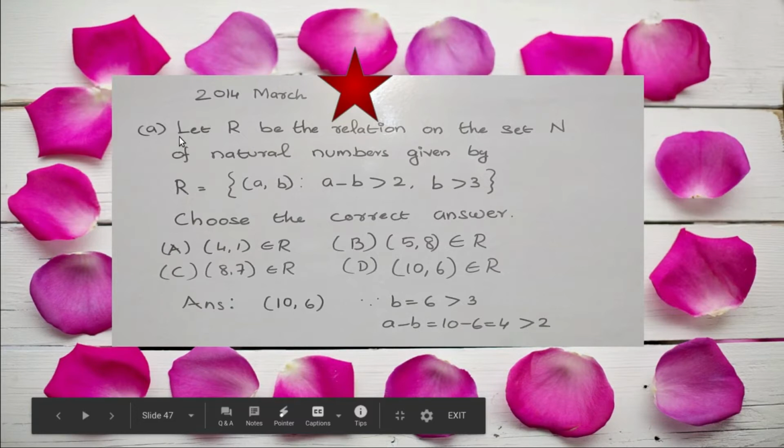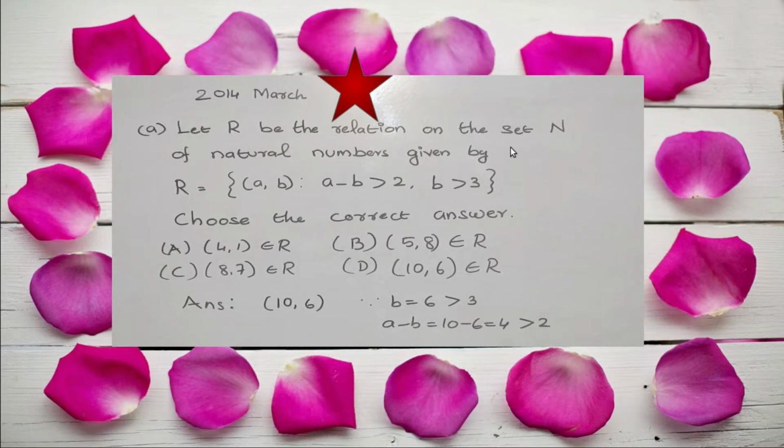2014 March A. Let R be the relation on the set N of natural numbers given by R equal to the set of all ordered pairs (a, b) such that a minus b is greater than 2 and b is greater than 3. Okay, conditions are a minus b greater than 2 and b is greater than 3. Choose the correct answer. Here there are 4 options: (4, 1), (5, 8), (8, 7), (10, 6).